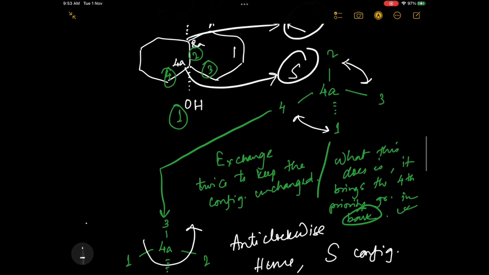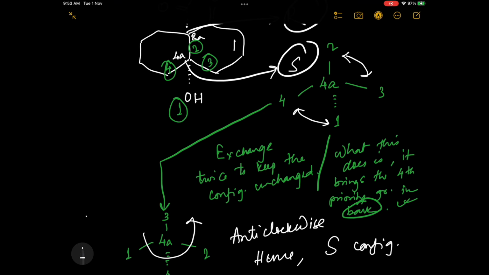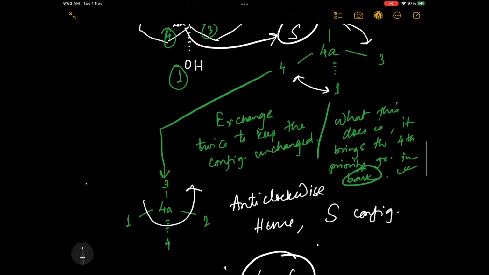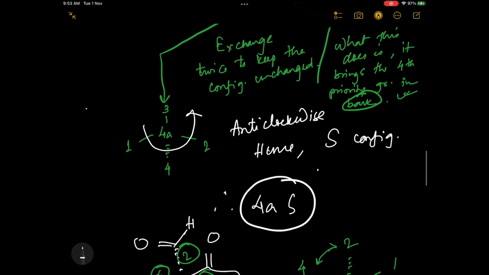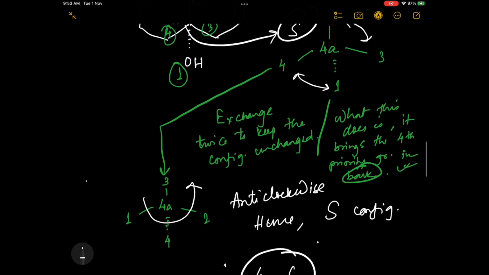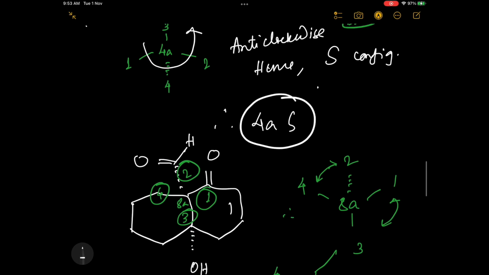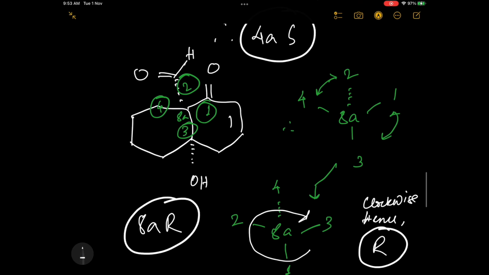Now we will perform exchange twice, that is an even number of times, to keep the overall configuration unchanged. And now what this does is it brings the fourth group, that is the least priority group, to the back position, and after that we find out that the 1, 2 and 3 priority groups actually rotate in the anti-clockwise direction. Hence this provides us the S configuration. So 4A has got S configuration.